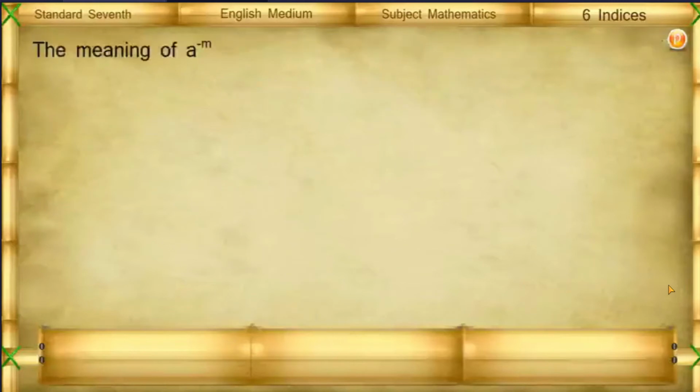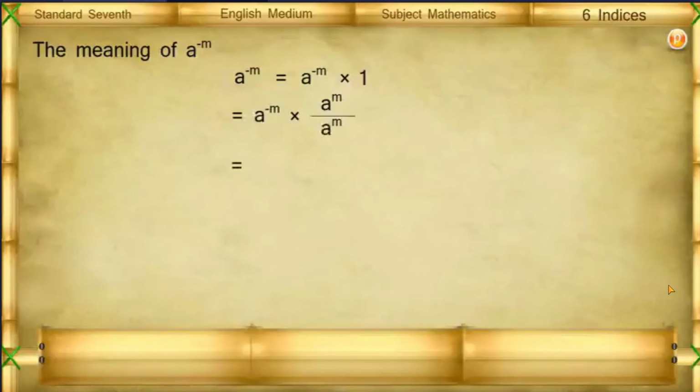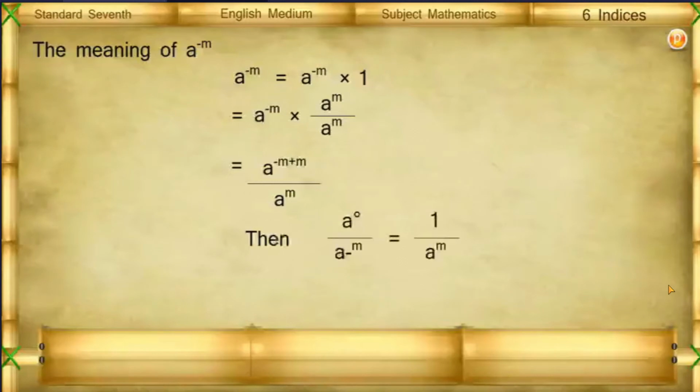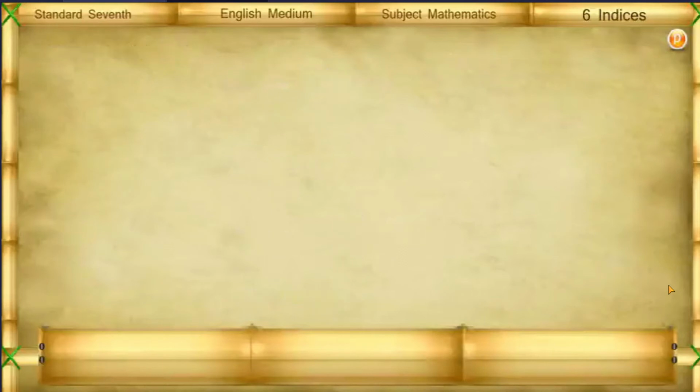The meaning of a raised to minus m. a raised to minus m is equal to a raised to minus m into 1, which is equal to a raised to minus m into a raised to m upon a raised to m, which is equal to a raised to minus m plus m upon a raised to m. Then a raised to 0 upon a raised to m is equal to 1 upon a raised to m. a raised to minus m is equal to 1 upon a raised to m.